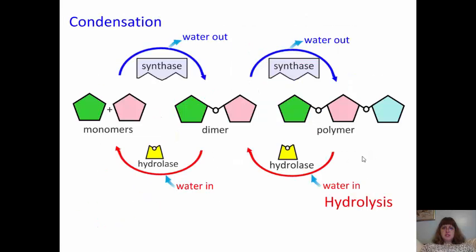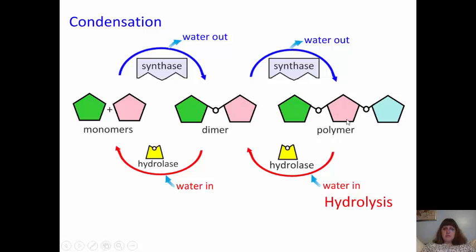So we still do condensation and hydrolysis, just like we did with carbohydrates and fatty acids. So you take your monomers, you're going to do condensation, release water. You're going to use an enzyme, and which proteins we're making determines what the enzyme is. So this is generic synthase. Take your dimer, do condensation, release the water, and then you can also turn it into a polymer.